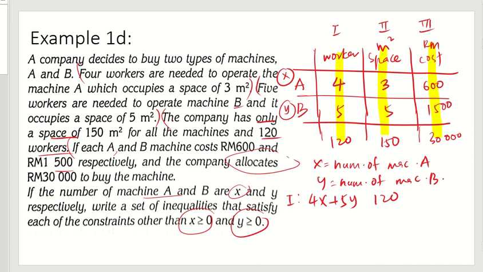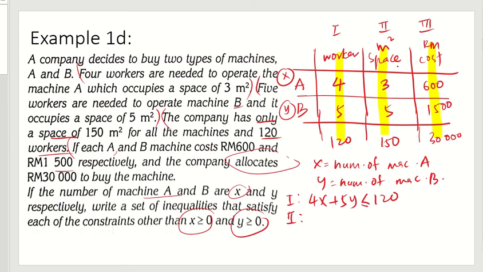Cannot, right? So it must be less than or equal to 120. Can you form this inequality correctly? It cannot be more than 120 because the company has a maximum of only 120. So it must be less than or equal to 120. So this is your first inequality. Then how about the second one?